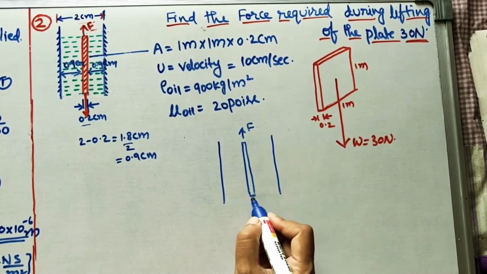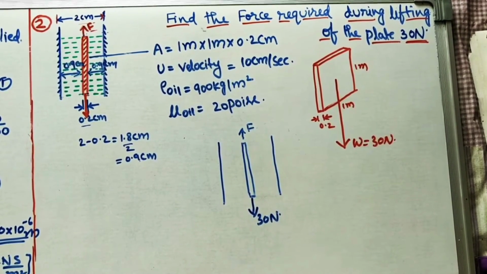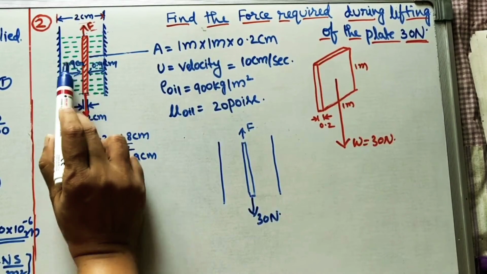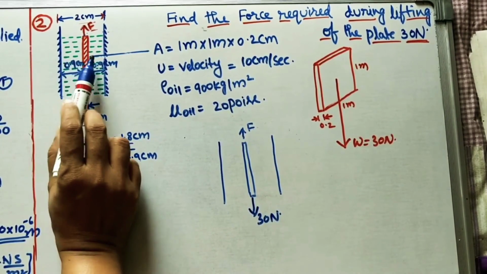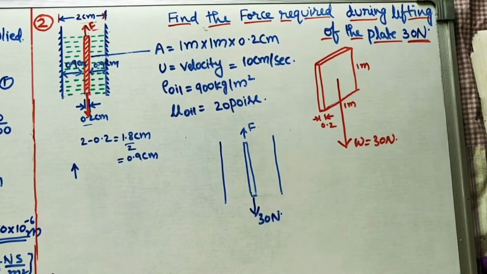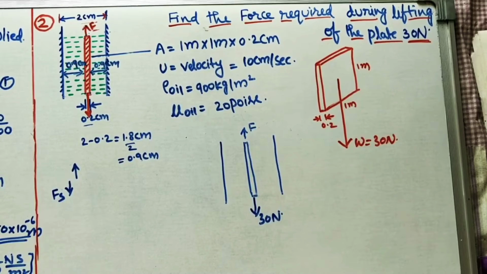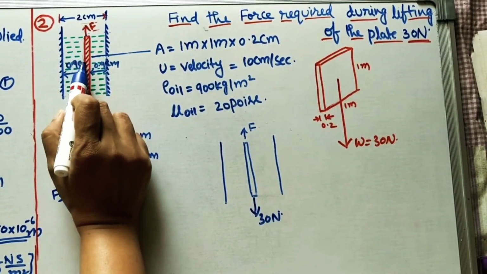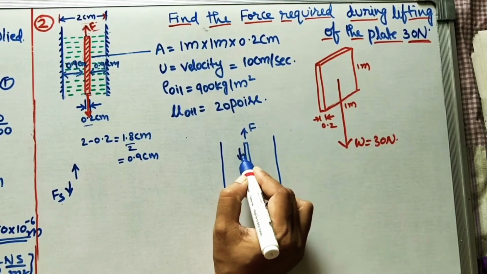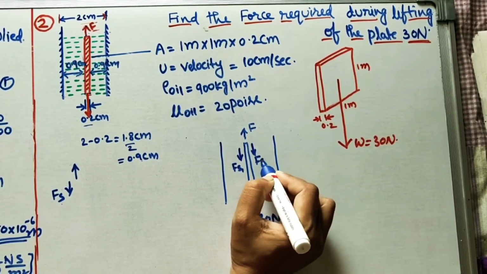Weight is acting always in the downward direction. It is 30 newtons. And then it is surrounded by this oil. Because of it, shear force is developed. If the object is moving in this direction, shear force is in the downward direction. So it has two surfaces, this side and this side. So Fs1 this side is acting downward, and then this side is Fs2.